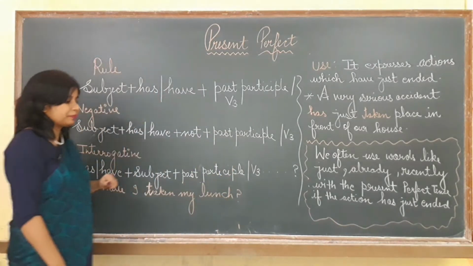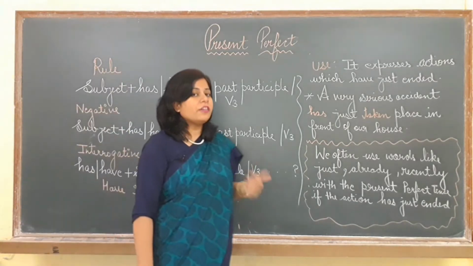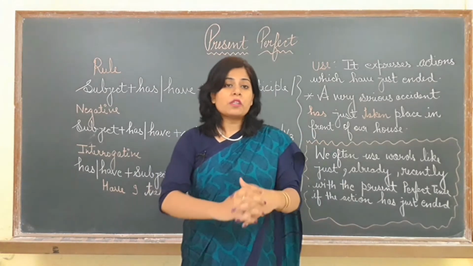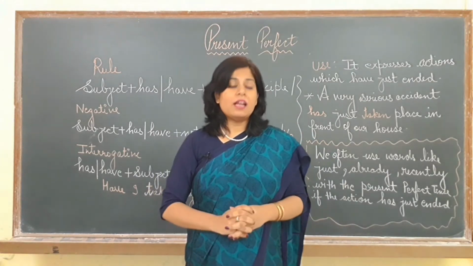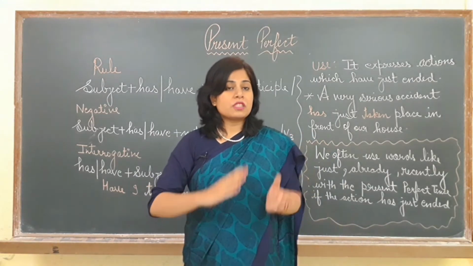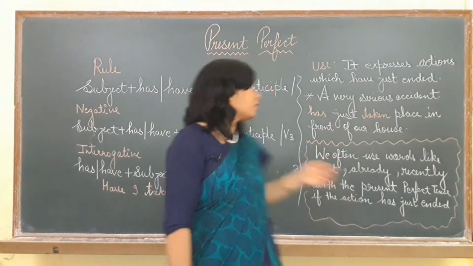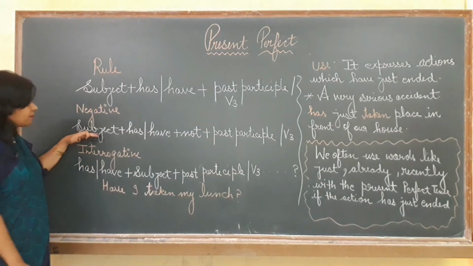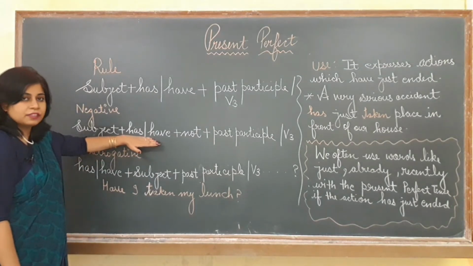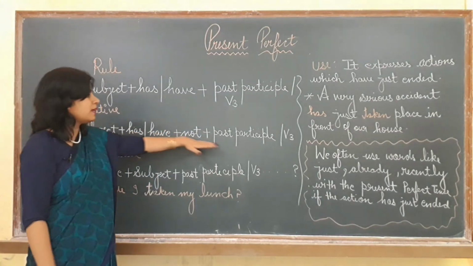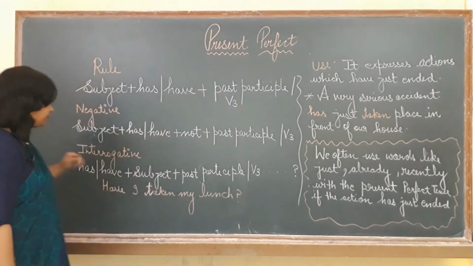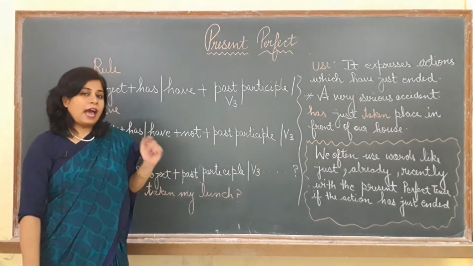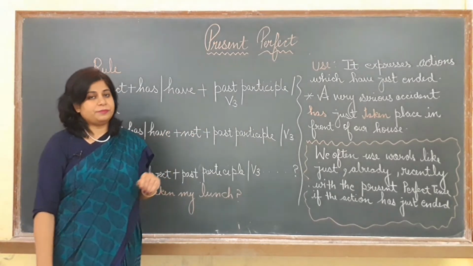Negative. I have already taught you how to frame negative sentences. We add not after the helping verb. Helping verbs like is, am, are, was, were, has, have. Fine. So here, how will we frame a negative sentence? Subject plus has, have, which is the helping verb, plus not plus past participle. For example, I have not taken my lunch.